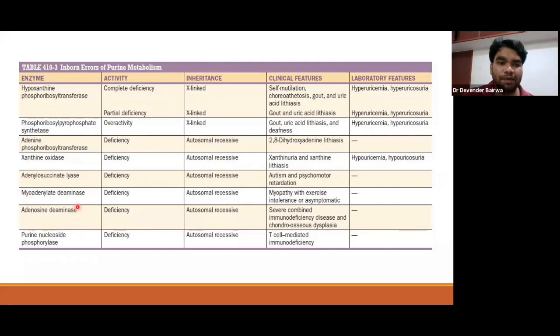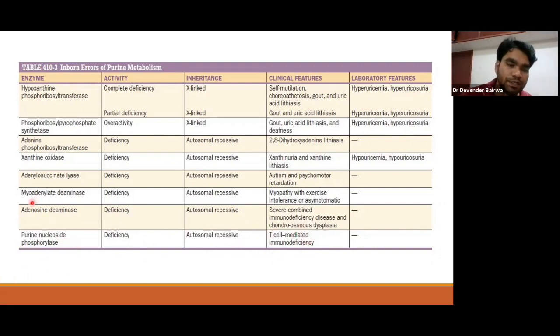Then myoadenylate deaminase deficiency, MADD. It is one of the most common kinds of metabolic muscle diseases, like the fatty acid oxidation defects. It generally presents with myopathy and exercise intolerance, or most of the patients are generally asymptomatic. Then adenosine deaminase deficiency, we know this is a part of SCID, severe combined immunodeficiency diseases, and chondro-osseous dysplasias are there. And PNP, purine nucleoside phosphorylase deficiency, leads to T cell mediated deficiency.